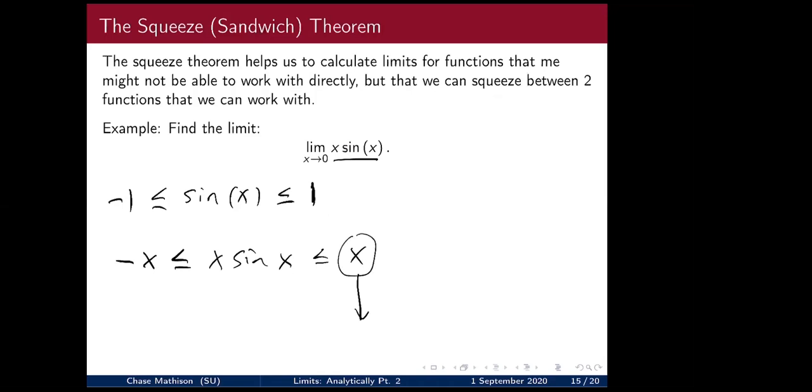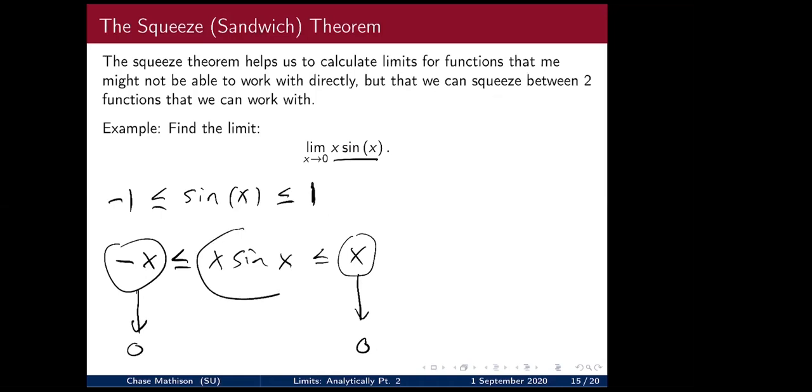As x goes to 0, what happens to x? It seems silly to even ask that question, right? What happens to x as x goes to 0? It goes to 0, right? As x goes to 0, x goes to 0. It's really silly. And then what happens to negative x as x goes to 0? That also goes to 0, right? Through negative values. Yeah, very good.